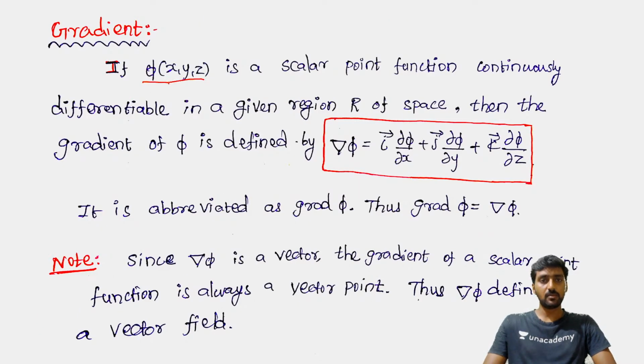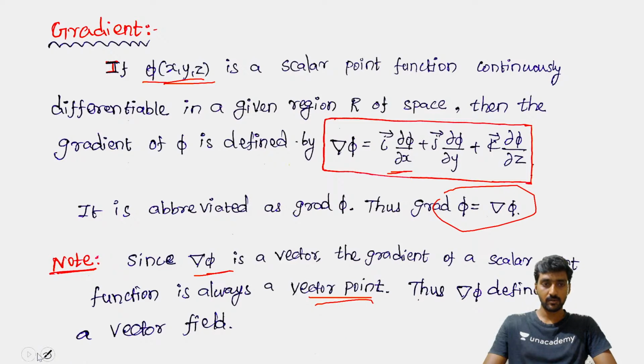If phi of x, y, z is a scalar point function continuously differentiable in a region R of space, then the gradient of phi is defined by del phi equals i vector into dou phi/dou x plus j vector into dou phi/dou y plus k vector into dou phi/dou z. It is abbreviated as grad phi. Thus grad phi is equal to del phi.